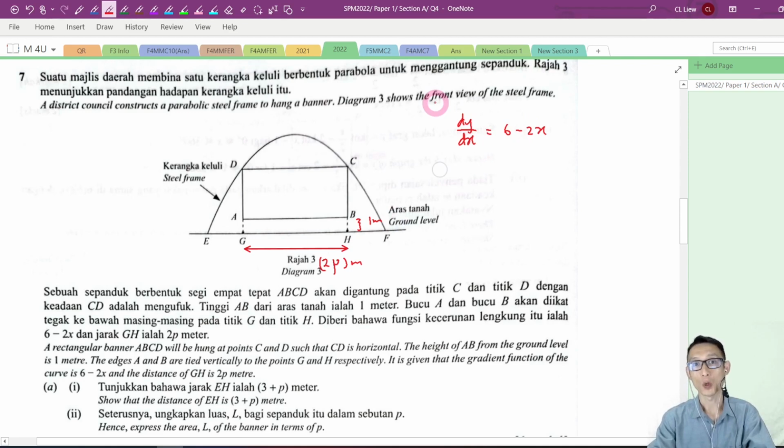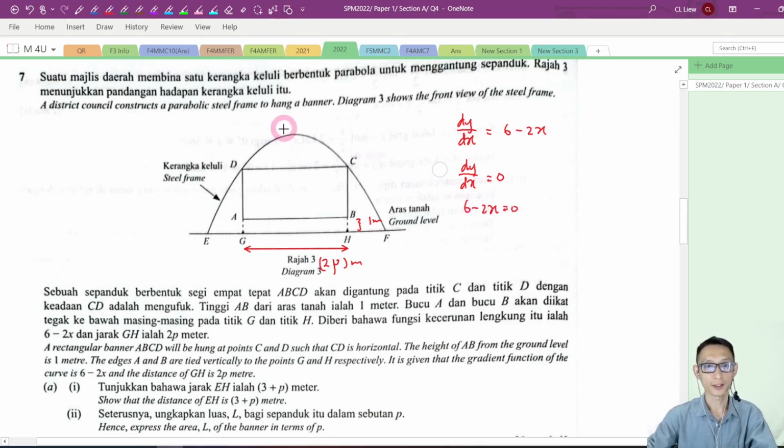we know that for the maximum point, dy by dx will be equal to 0, right? So dy by dx equals 0. This means that 6 minus 2x is equal to 0. So I want to find the x coordinate here. This is the maximum point. 2x is equal to 6, x is equal to 3, right? So now I know here is actually 3.